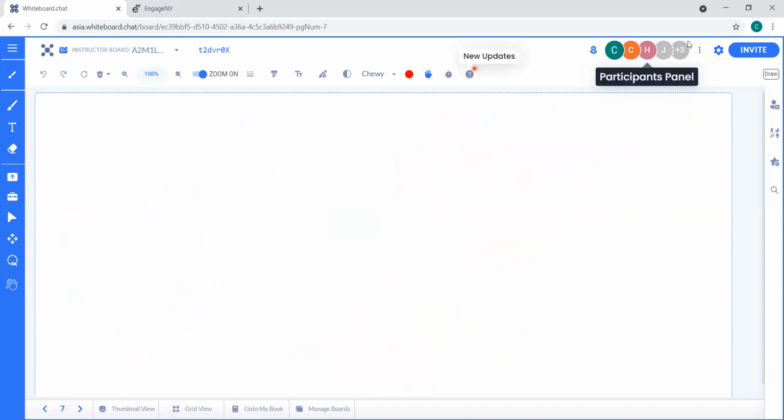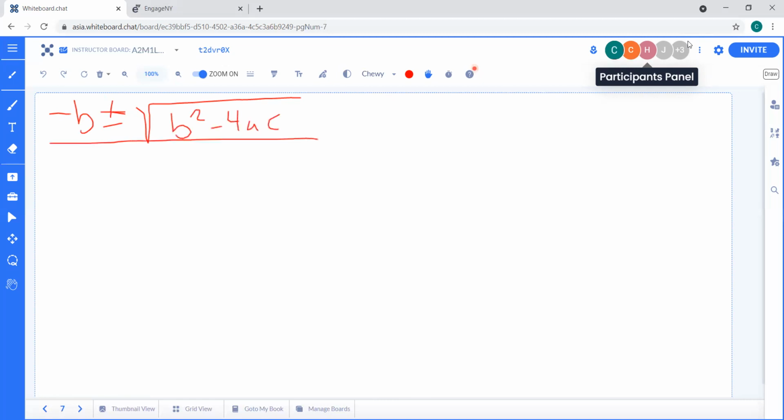I'm going to go to this next page here and do another problem. Since we're going to be using the difference of 2 squares, or not difference of 2 squares. Oh, I can't think today. Quadratic formula. Opposite of b plus or minus square root b squared minus 4ac all over 2a. Now, when we do that, you're going to have 2 answers to deal with.